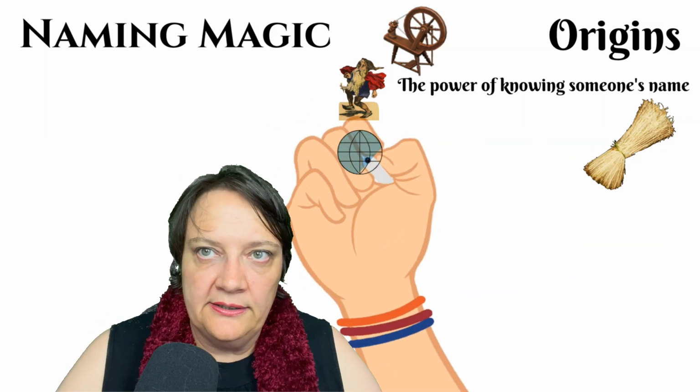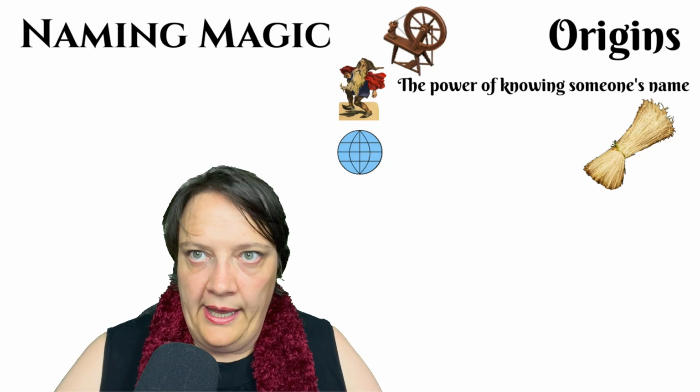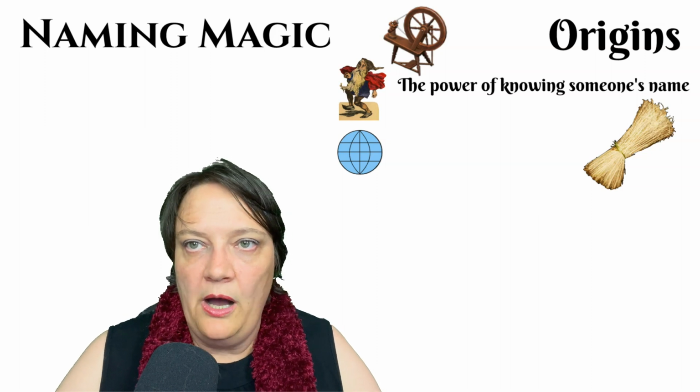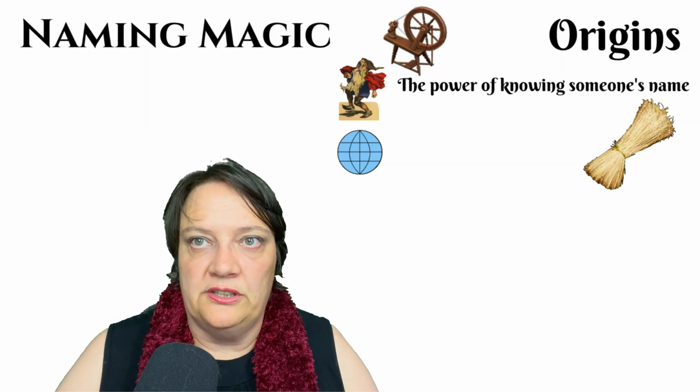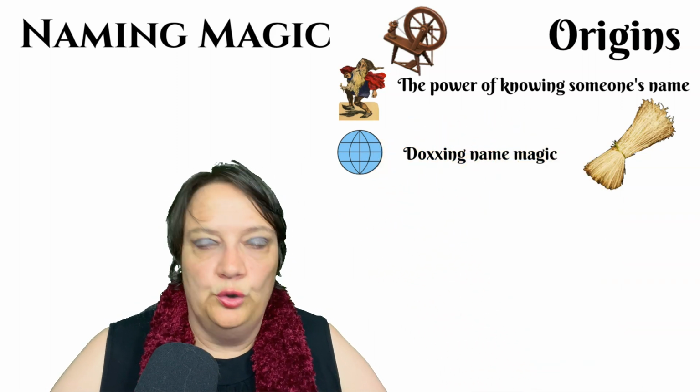I mean, we can see it in our own world. If you know somebody's online name, and you know their real name, you hold a certain amount of power over them. You can dox them. It's a terrible thing to do, but you can do it. It gives you power over them.